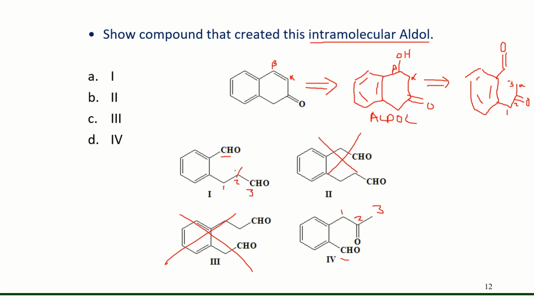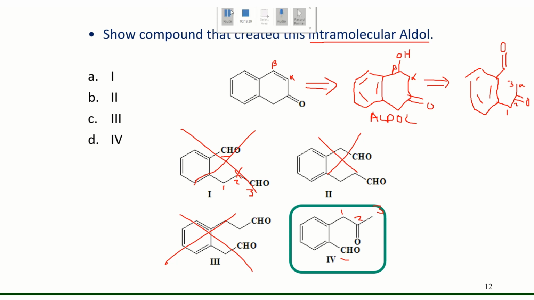Here in carbon 2, there is no ketone. So this one is out. And so we're left with 4 being our only option. Did you get that? Excellent. So we move on. We can talk about this next time we meet as well if you want to.